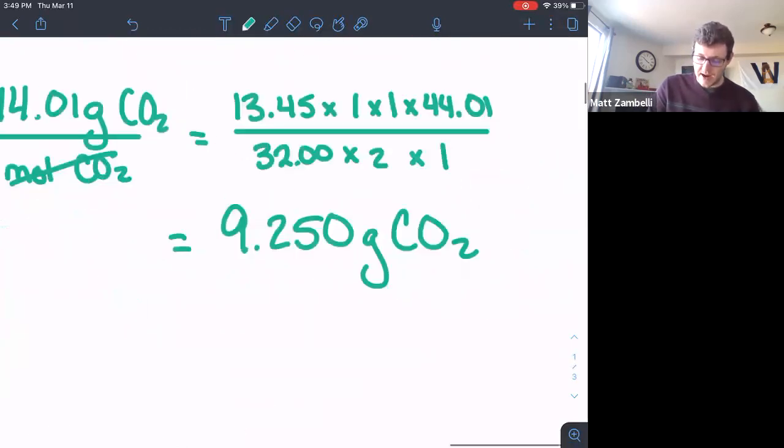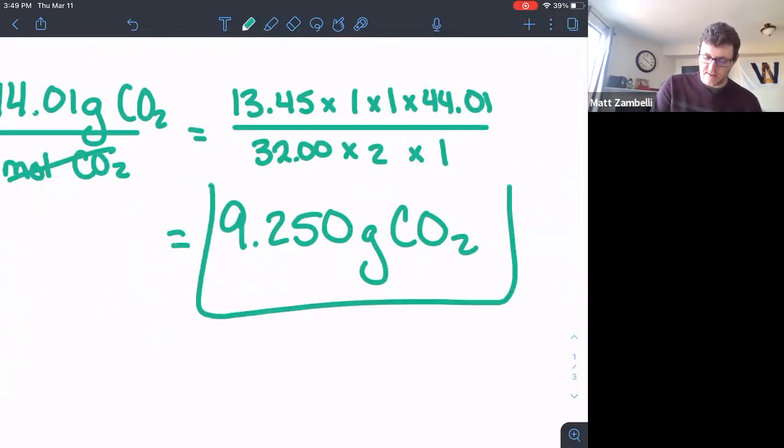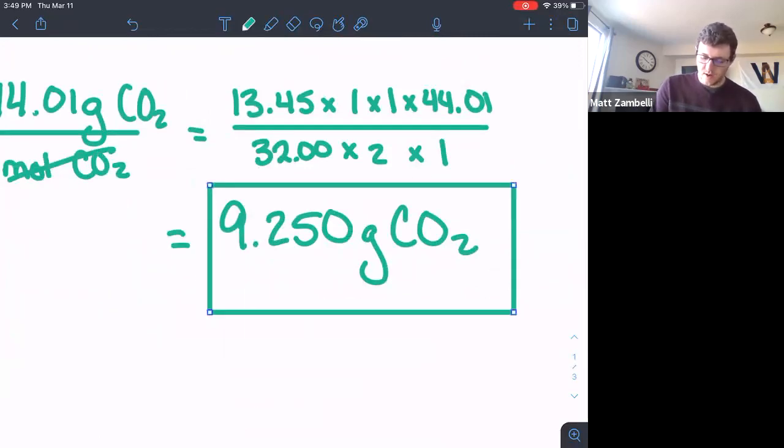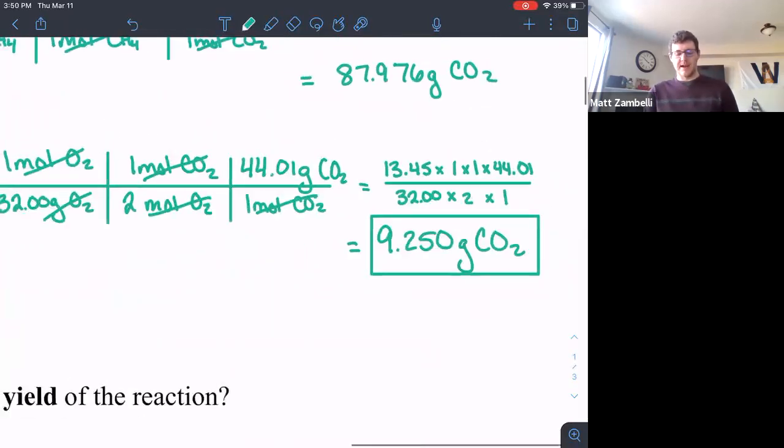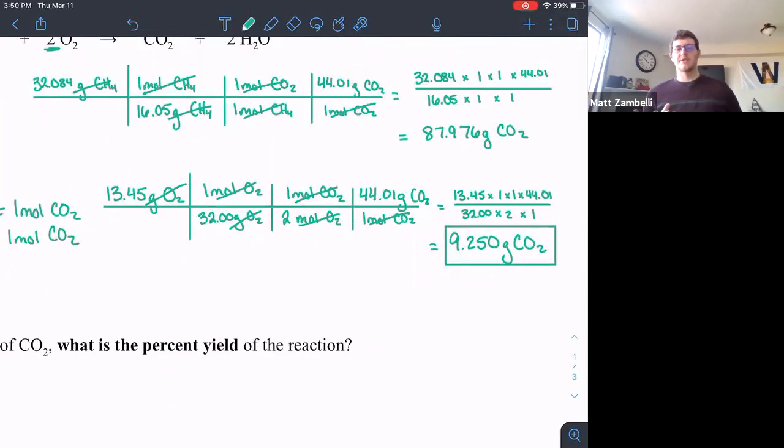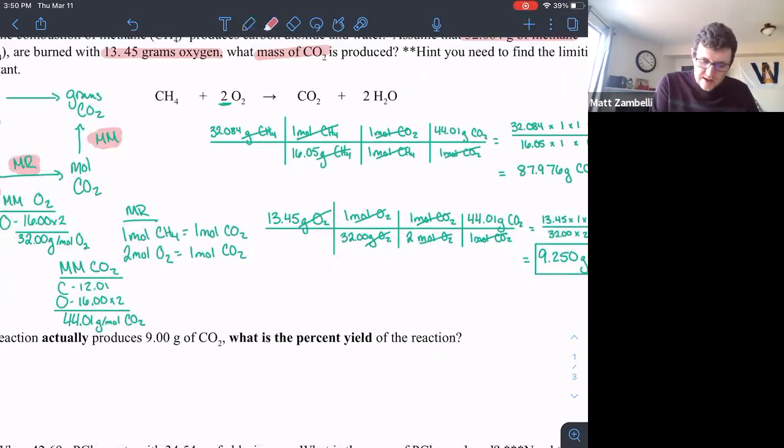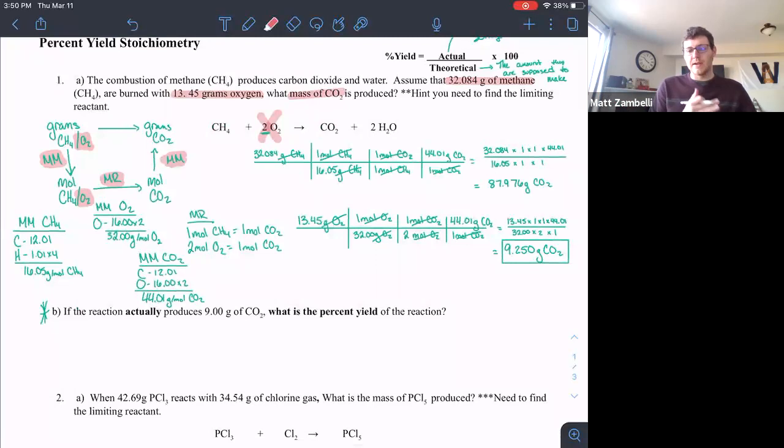Exactly. I'm making my 9.250 grams of CO2 because once I make that amount of carbon dioxide, I've used up all the oxygen present, which means no more reaction can happen because this right here is gone. Once I use up that 13.45 grams of oxygen, my oxygen's now gone, which means I can't react my methane with anything to create my carbon dioxide and water. So once I get to my 9.25 grams of CO2, I am done. That's all I can make.